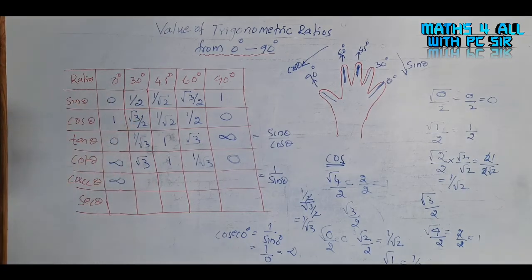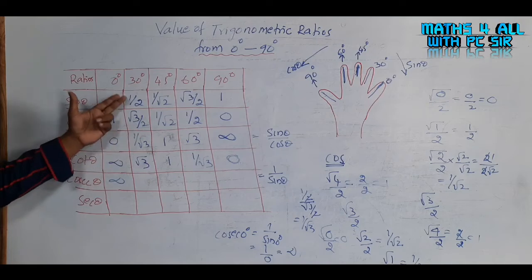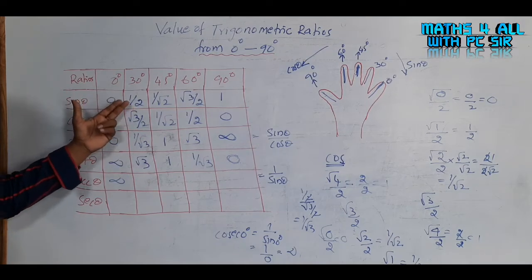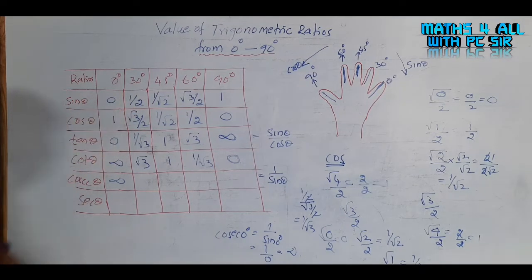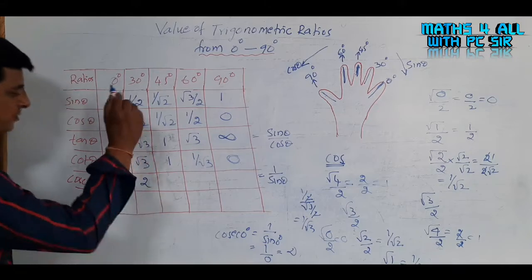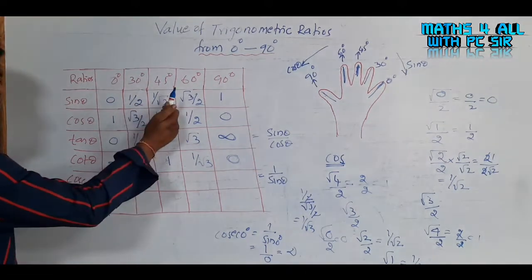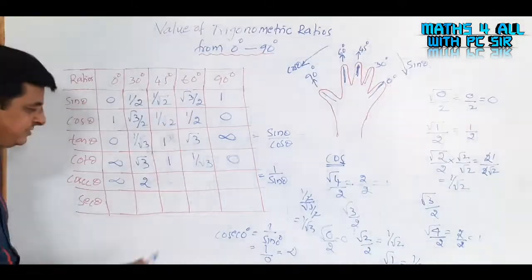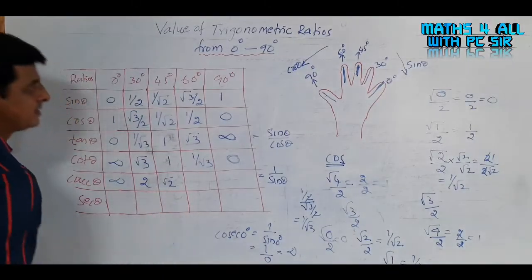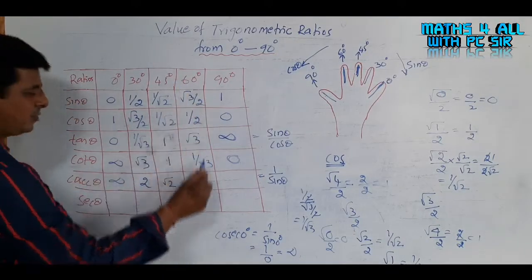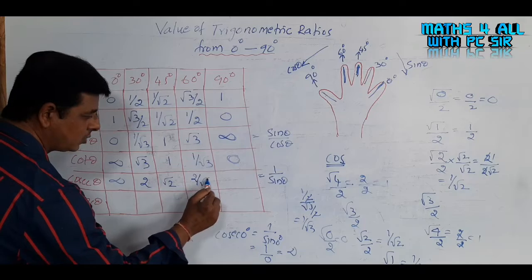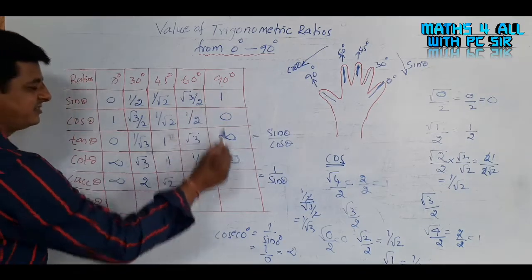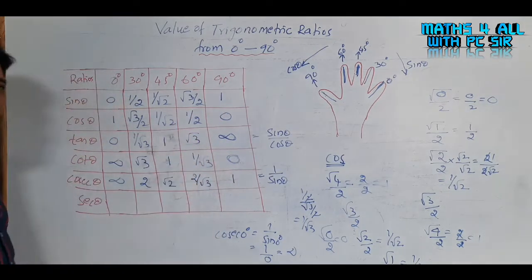And cosec 30, 1 by sin 30, 1 by 2. Just change the fraction. Write the reciprocal of 1 by 2. Simply that is 2 by 1. You can write 2. And 1 by root 2: reciprocal of 1 by root 2 is root 2. And then next, root 3 by 2. Reciprocal is 2 by root 3. And then next one, reciprocal is 1 by 1, that is 1.